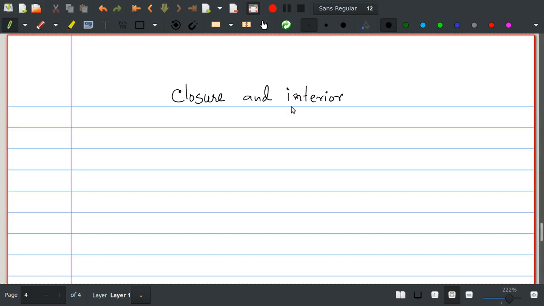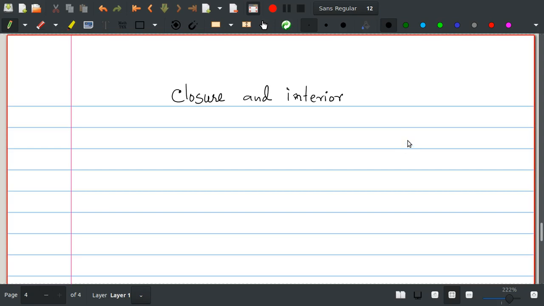In this lecture, we will study the closure of a set in detail, and then we will introduce the notion of interior of a set. But before that, let us recall what we did in the last lecture.